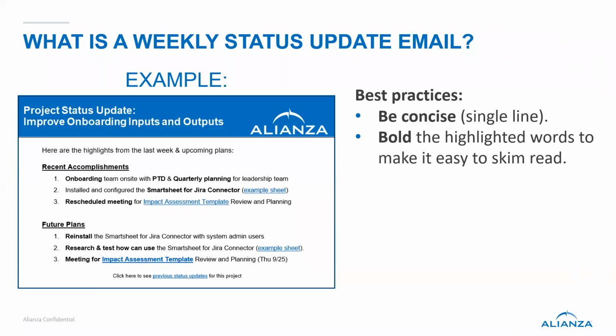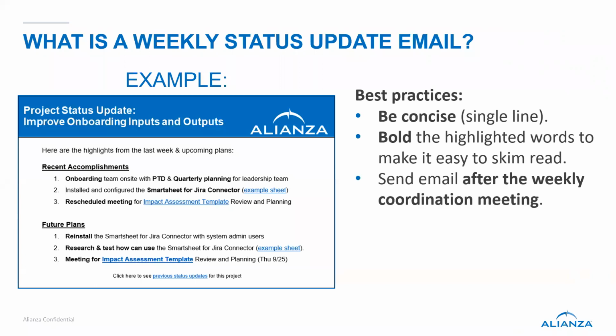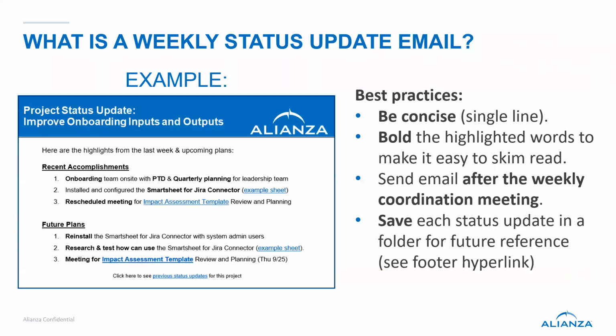Bold the highlighted words to make it easy to skim read because not everybody cares about the same things, so make it easy. Send an email after the weekly coordination meeting. So meet with the team, figure out what's going on, what you're going to do, and then send off a broader note to help everybody know what's going on. Save each status update into a folder for future reference. See the footer hyperlink, so see previous status updates. So each time you send one out, make sure you put a copy back in that folder for people to see.